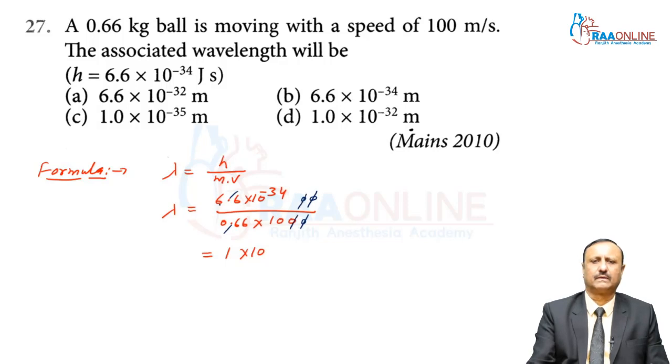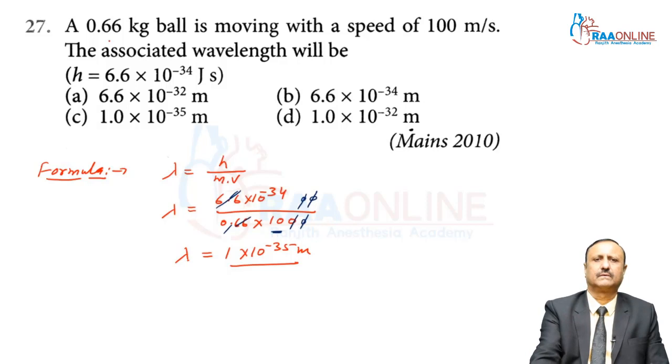The 10 to the power minus 34 in the numerator and the 10 to the power 2 in the denominator combine, so you get 10 to the power minus 35 meter. This is the wavelength of this 0.66 kilogram ball. So my dear students, for question number 27, C option is the correct option.